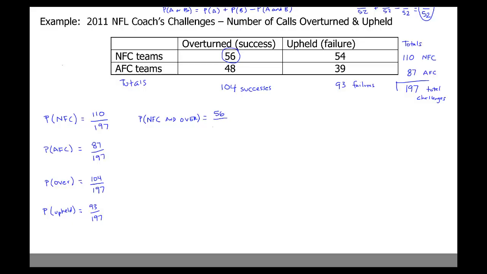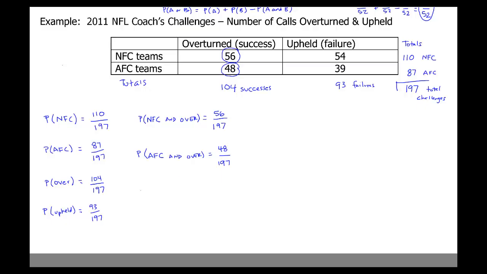We had 56, and then we want to take that out of our total number, which is 197. So again, these are not difficult either. If you are working with a table, the AND part is easy because you just find the box that refers to both of them happening together. So if we look at AFC and overturned, there are 48 in that box out of 197.